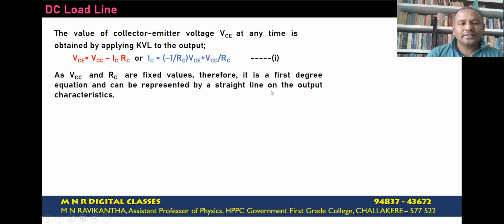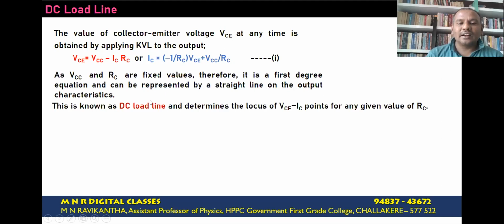Now, for a given transistor circuit, VCC, the supply voltage, is constant. RC, the resistance at the collector terminal, that is the collector resistance, which also acts as load resistance for DC conditions. These two values are fixed. Therefore, this equation 1 is a first degree equation and can be represented by a straight line on the output characteristic curve. This straight line is called DC load line and determines the locus of VCE, IC points for any given load resistance RC.